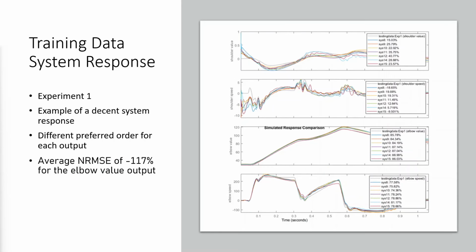This graph displays the training data system response for each system order we computed. This is a graph of the first motion of the training data. The muscle activations are the input, and the position and speed of the shoulder and elbow joints are the outputs of the system. The legend displays the NRMSE values for each system order. While this is an example of a good simulated response as the accuracy is high, there's a different ideal system order for each output. The system represents some experiments very well with an average NRMSE of around 90%.